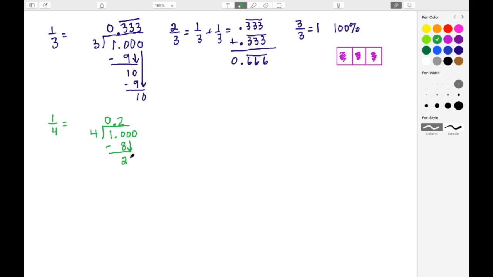And then I bring down this 0, so now I have 20. Now I'm doing 20 divided by 4 gives me 5. 5 times 4 gives me 20. 20 minus 20 gives me 0, and I see if I bring down another 0, it's going to be insignificant. So here we see that 1/4 is the same thing as 25 hundredths. If we multiply by 100, we know that turns into 25%.